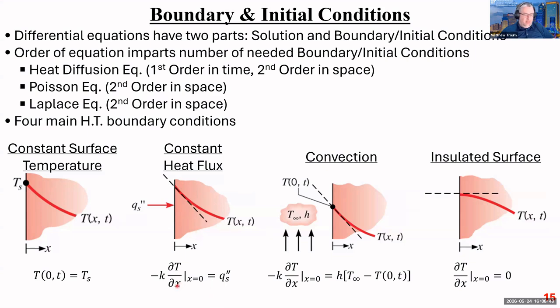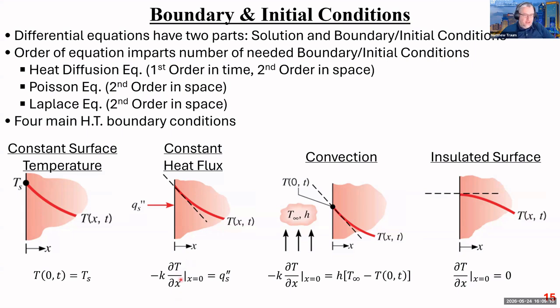So the heat flux q is constant at a surface. And so what that gives you is that the slope of the temperature field at that spot is equal to some constant value. So this gives you the first derivative of temperature at that spot, which you can use as a boundary condition as you're solving, as you're integrating your way through the heat diffusion equation.